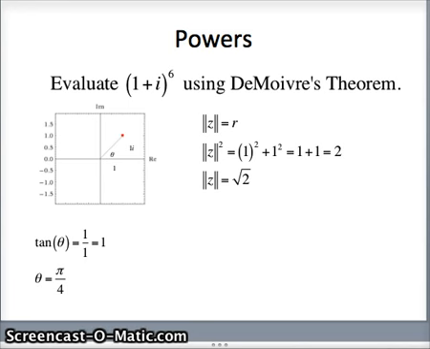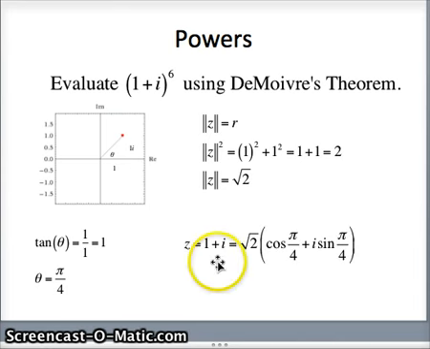So what we have here is we can rewrite this 1 plus i as square root of 2 times cos pi over 4 plus i times the sine of pi over 4. We have that for our value z, which is 1 plus i. But our question is asking us to raise that to the 6th power. So we've got to take this thing and raise it to the 6th power.